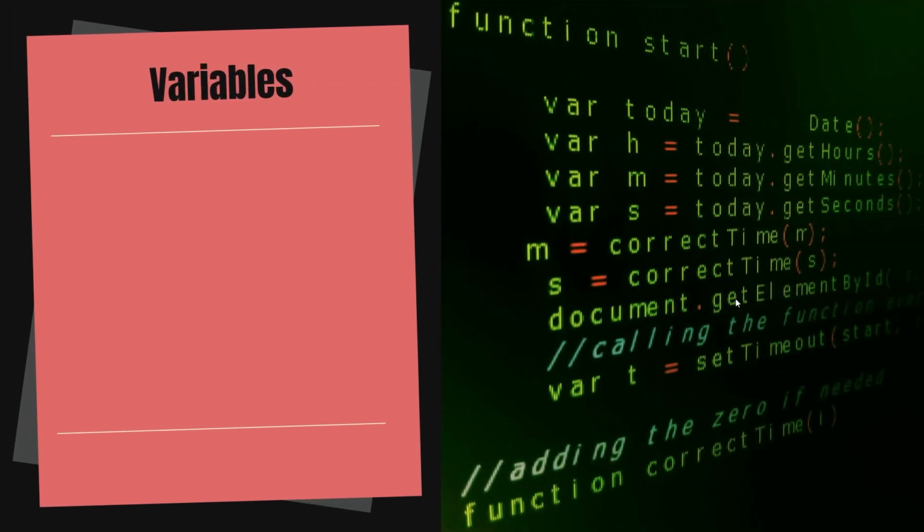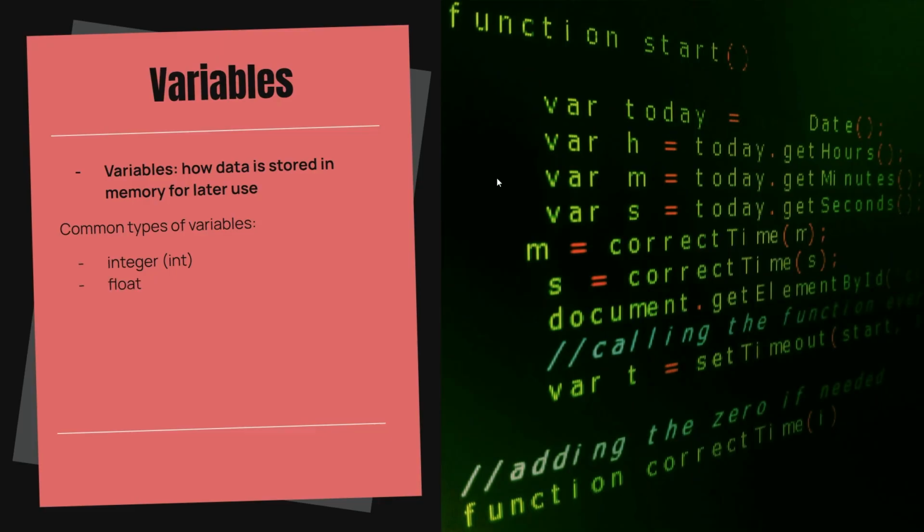Excellent. So variables in computer science. Variables are how data is stored in memory for later use. There's a whole bunch of variables within the realm of computer science, but here are some very common ones. So we start off with integers, very basic. It's usually shortened to int, and that is a solid whole number. It can include negatives, it just cannot include any decimals. That is an integer. We have things like floats, those can include decimals.